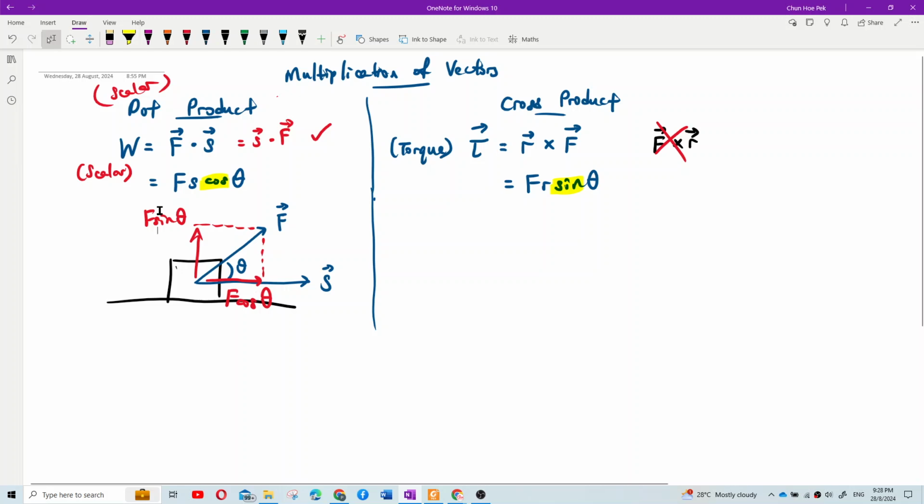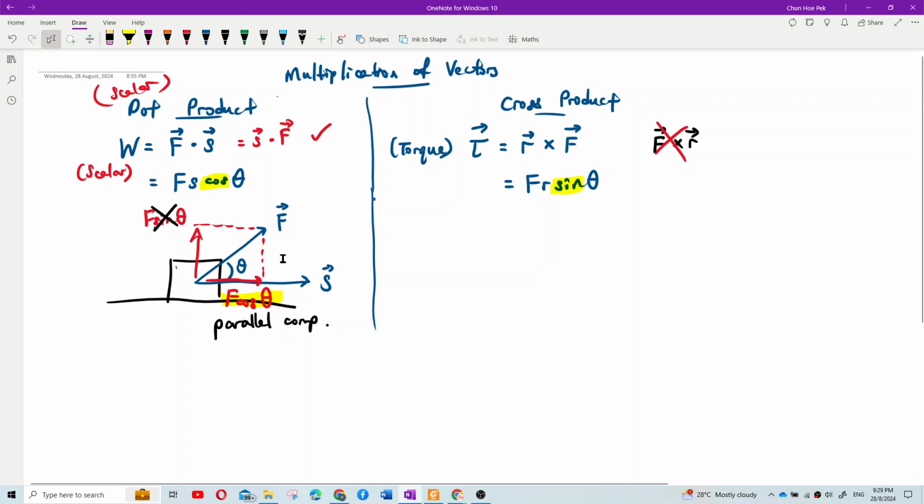So which component helps to move the object to the right, following the displacement S? This component, F cos theta, isn't it? So the F sine theta is useless. When force is perpendicular to displacement, the work done is zero. Remember that? We only use the parallel component, F cos theta, to multiply displacement. That's why our formula becomes F S cos theta. This is for work done.